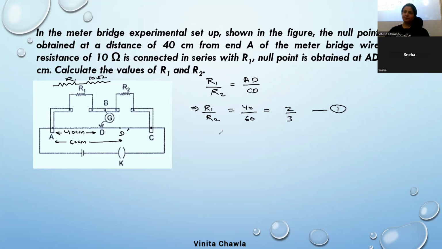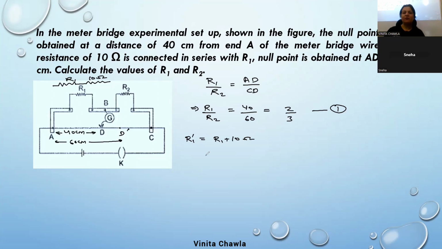अब इसमें ट्विस्ट है, क्या है? We have connected a 10 ohm resistance in series with R1. ठीक है? Now we have a 10 ohm resistor in series with R1. So new resistance will be R1 dash. So R1 dash is R1 plus 10 ohm, because in series combination we simply add the resistances to get the equivalent resistance. Now this null point has been shifted to 60 centimeter.